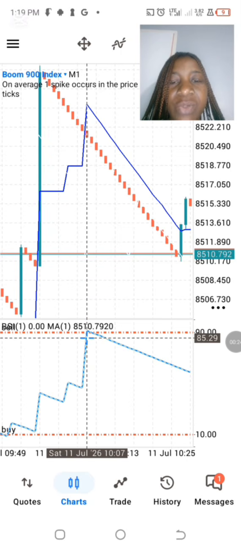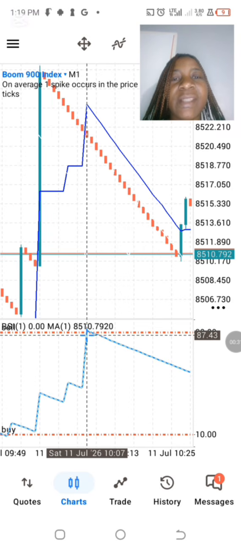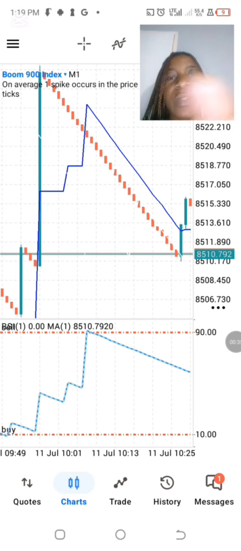The moving average or the blue line on the indicators window must reach level 90 of our RSI like what happened here. When these two conditions are met, we enter, we sell. This is boom 900 and you take your 10 candles.